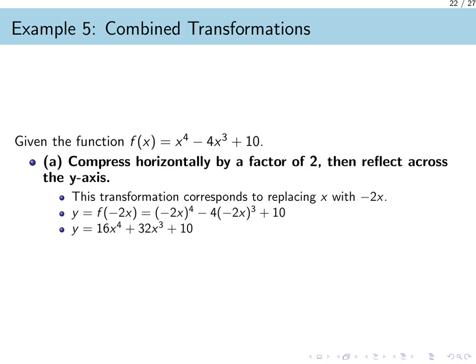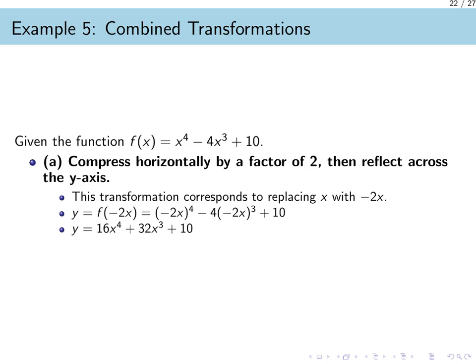For our function, f of x equals x to the power of 4 minus 4x cubed plus 10, we make this single substitution. This gives us the quantity negative 2x to the power of 4 minus 4 times the quantity negative 2x cubed plus 10. After simplifying, we get the final equation: y equals 16x to the power of 4 plus 32x cubed plus 10.